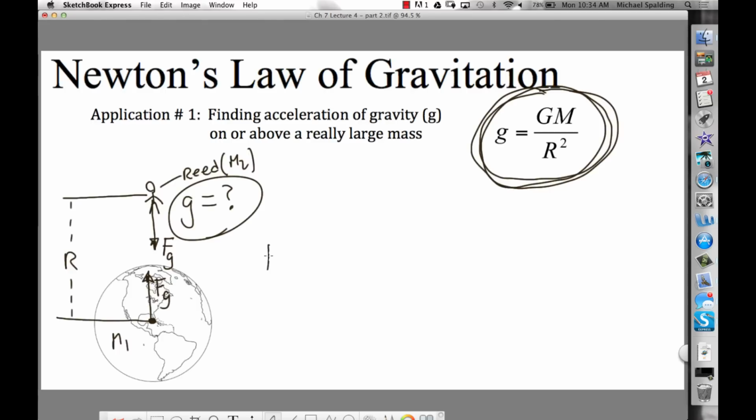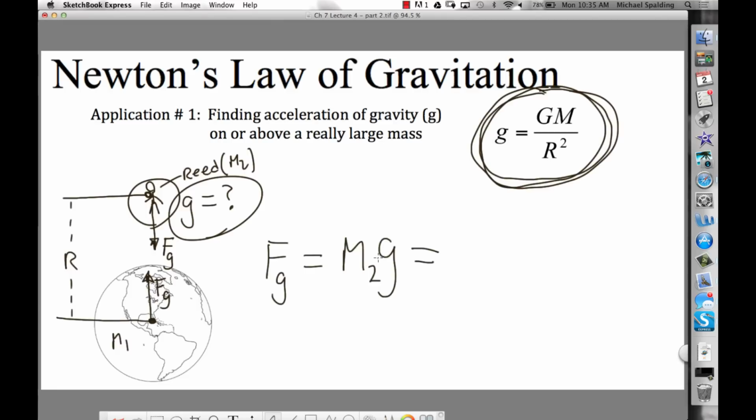Now, what was the first equation that you ever learned for force of gravity, going way back to like September? mg, where this would be what? Mass of Earth or mass of Reed? Mass of Reed, because we're focusing on Reed here, right? We're focusing on this point up here. So the gravitational force on Reed is equal to the mass of Reed times the acceleration of gravity.